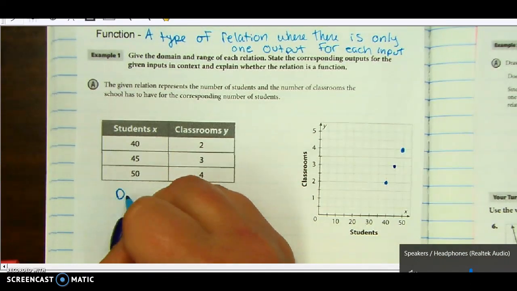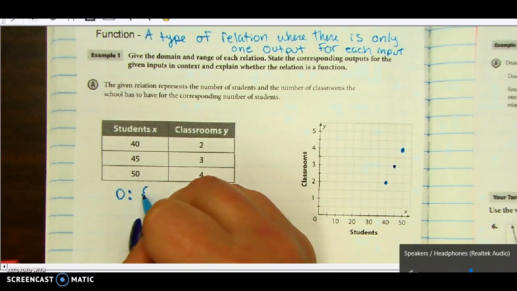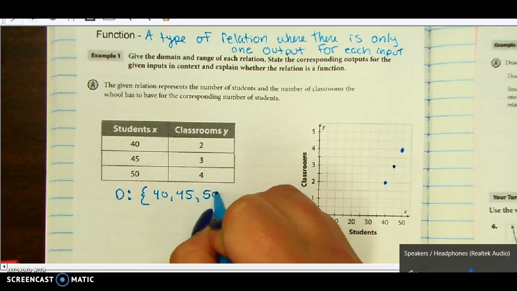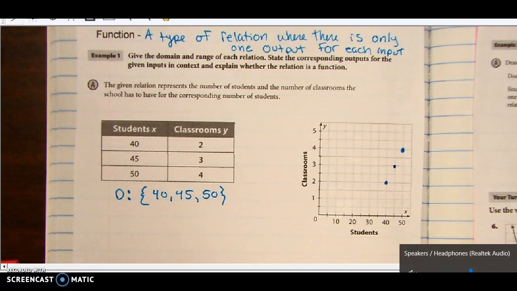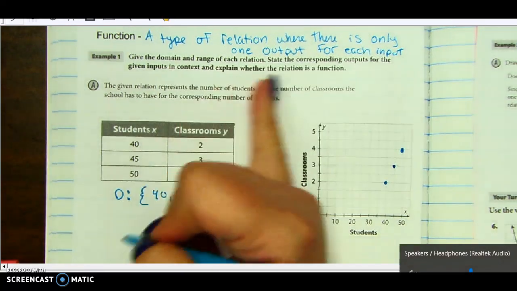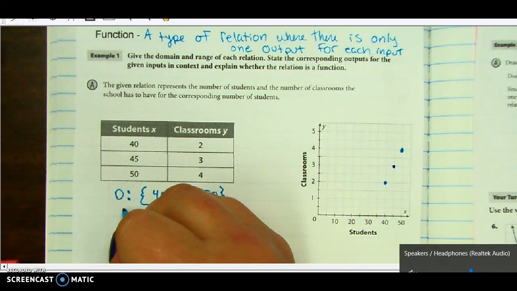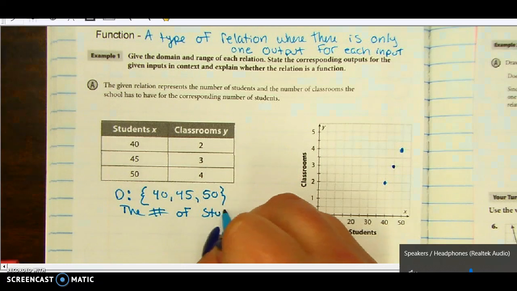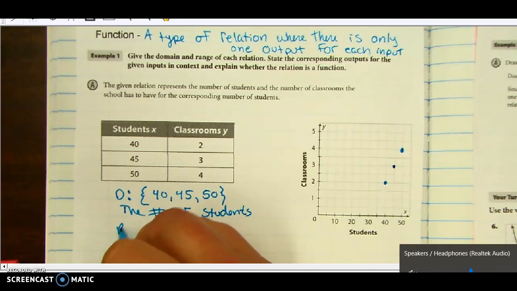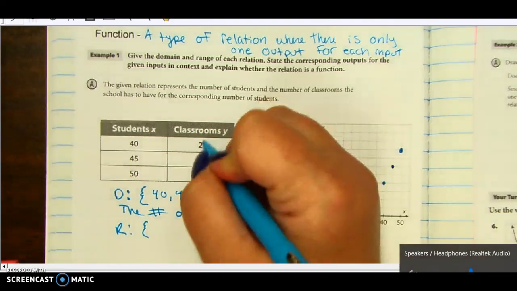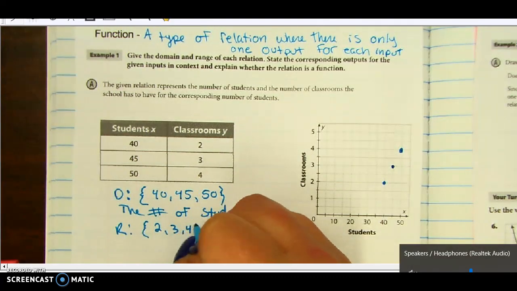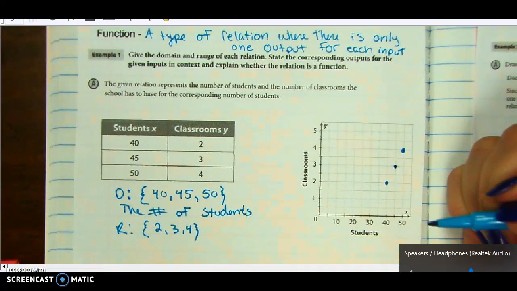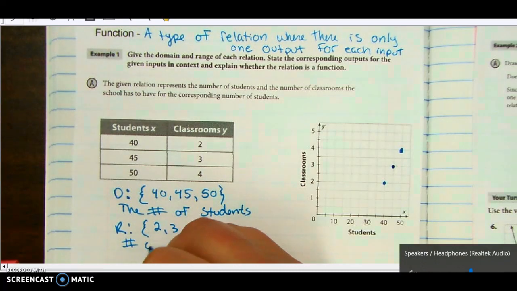Now the domain, again, those are your x values. So 40, 45, and 50. The domain, if we were talking about what it represents, is the number of students. The range, well, that's right here. It's 2, 3, and 4. Remember, it's just your y values. And this is the number of classrooms.